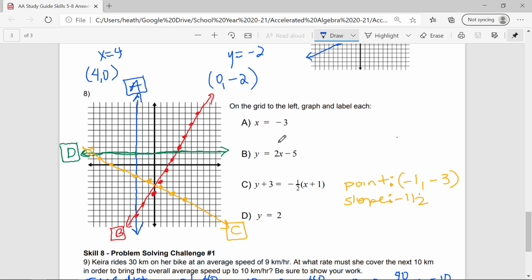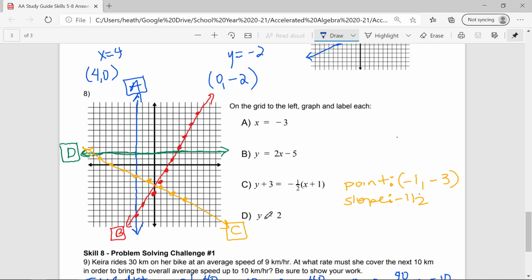So each of these should graph pretty simply, and drawing on my screen it was a little bit messy. Just remember that x equals -3. That's a vertical line here. All the x coordinates on this line are -3. Right here is (-3, 0). Here is (-3, 5). All the points on this line have an x coordinate of -3.